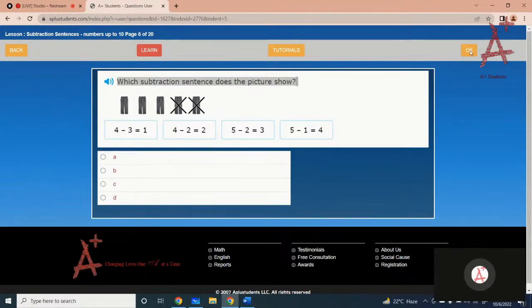Okay, which subtraction sentence does the picture show? You have one, two, three, four, five, 5 of the pens. Out of the 5 pens, how many of them are crossed out? 1, 2, 2 of them are crossed out. That means 5 subtract 2 is, so on the other side you are left with the ones that are not crossed out. So how many of them are not crossed out? Yes, option number C. 3 of them are not crossed out. Got it?